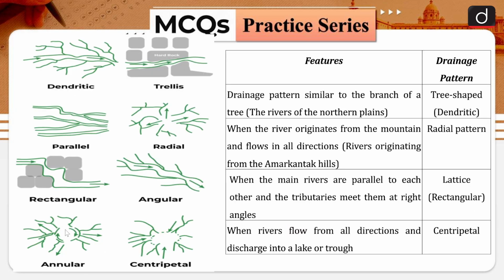Here we have given photos of these drainage patterns. When we are talking about dendritic, or you can say tree shape, here you can say this is the main stem and then these are some branches. So I hope this is clear. When we are talking about the parallel ones, here you can see these streams are moving parallel to each other, so that is the parallel pattern.